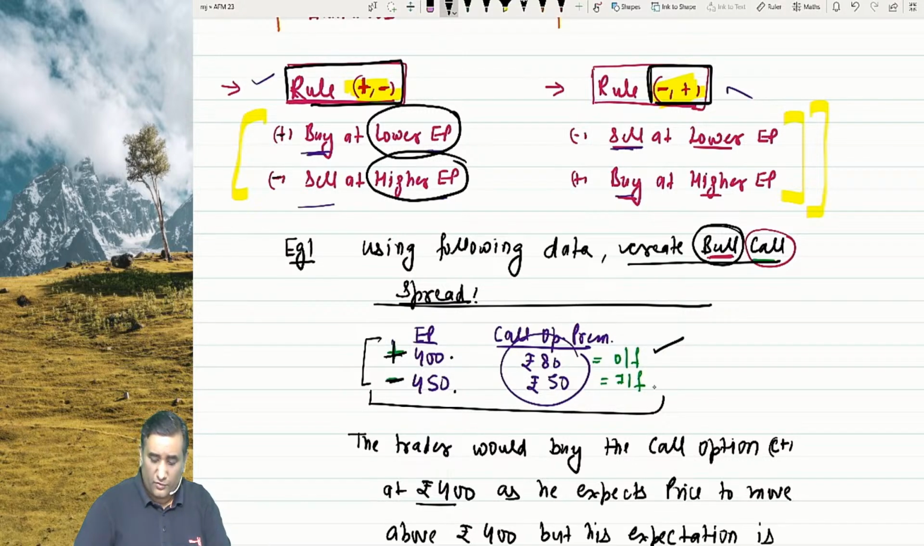The outflow, 50 as inflow. The objective of doing this is you are expecting price to go above, but you are not expecting price to go above what? 450. That is the logic which comes out. So accordingly we make it.